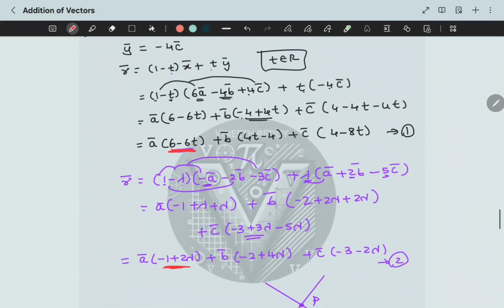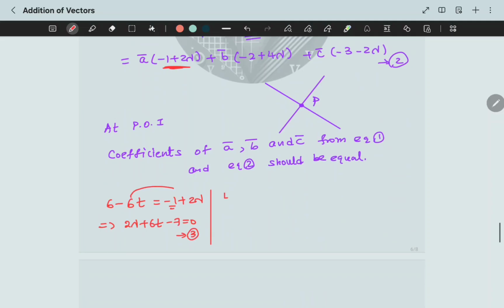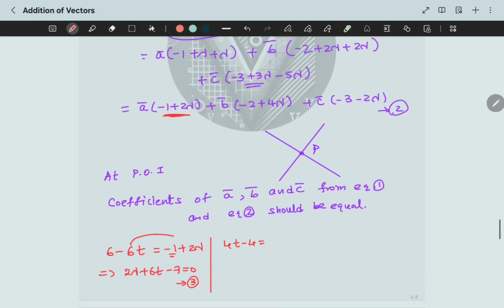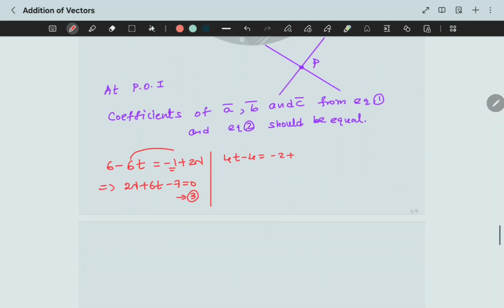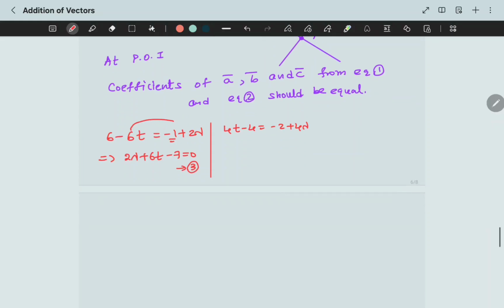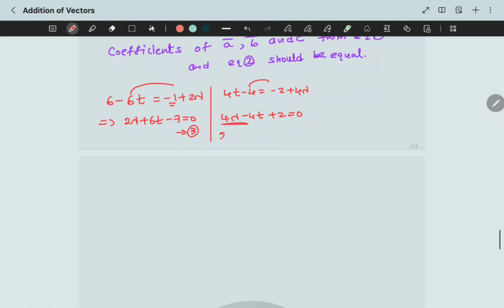Now we need to write the coefficient of B bar also. So that is 4t minus 4 here. And that is equals to minus 2 plus 4 lambda. Let us bring all the terms to the right hand side. We get 4 lambda minus 4t, and minus 4 if it comes to the right hand side becomes plus 4. Plus 4 minus 2 is plus 2. Right, I hope this is clear. We can take 2 common from this equation. So 2 lambda minus 2t plus 1 equals to 0. Let us say this is equation 4.